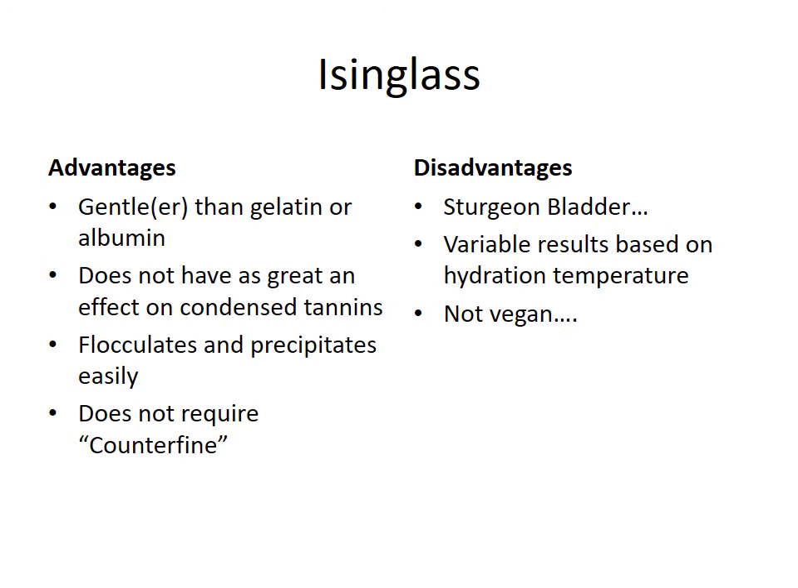The upside to isinglass is it's gentler than gelatin or albumin. It doesn't have as great of an effect on tannin. It flocculates easily, and it does not necessarily require a counterfine. You don't have to add gelatin to it. And again, I'll show you some pictures when we do our practical phenolic or fining lecture. The disadvantages: it's sturgeon bladder. It's variable results based on hydration temperature, so be really careful on how you hydrate it. And again, it's not vegan.